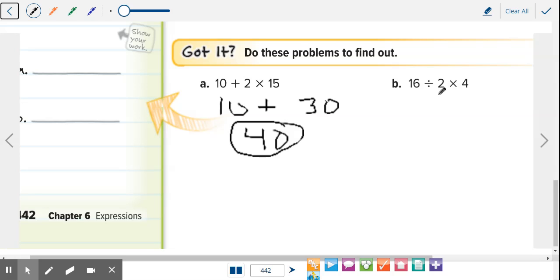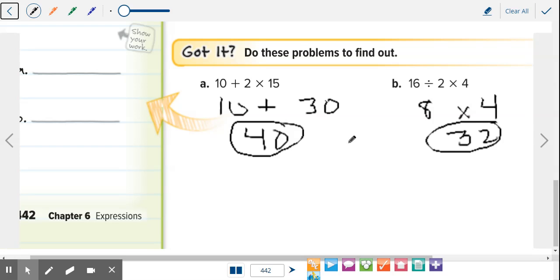Letter B here. 16 divided by 2 times 4. Parentheses. Exponents. Multiplying or dividing? Yes, we have both. So which one are we doing first? Division, because remember, it goes first left to right. So 16 divided by 2 goes first. That'd be 8 times 4, 32. Any questions on this so far?